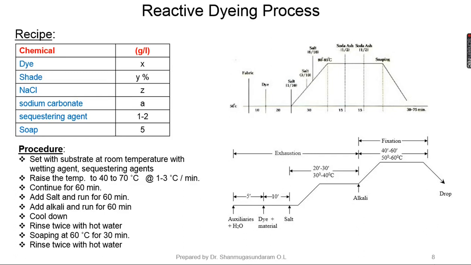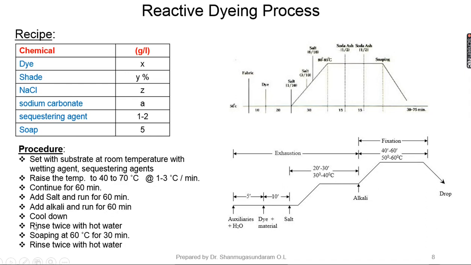The procedure: set the substrate at room temperature with wetting agent and sequestering agent. Raise the temperature to 40 to 70 degrees Celsius at the rate of 1 to 3 degrees Celsius per minute. Continue for 60 minutes. Add salt and continue the dyeing for 60 minutes. Add alkali and run for 60 minutes. See, the fixation takes place while adding alkali: the dye reacts with the fiber, forming a covalent bond. So this is a very important step during the reactive dyeing process.